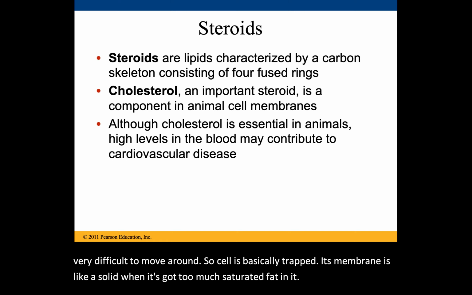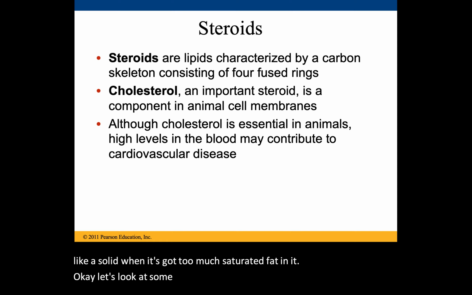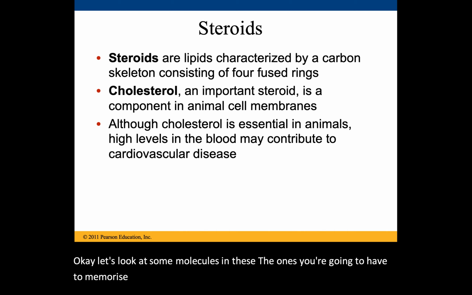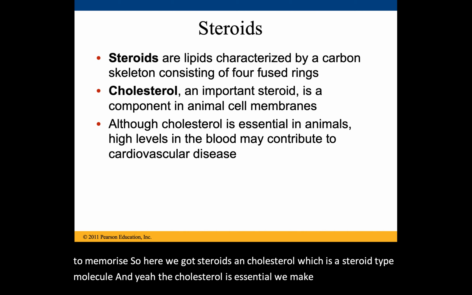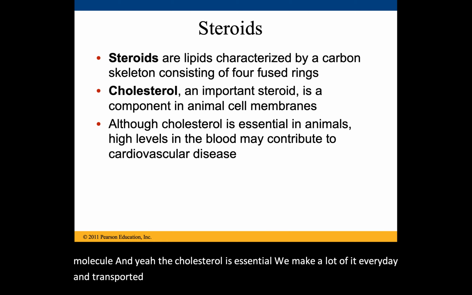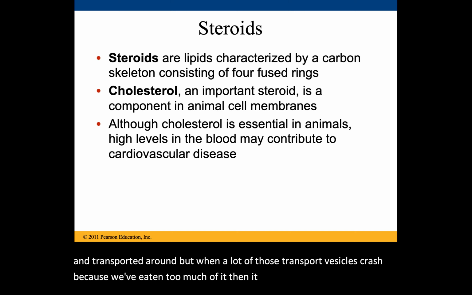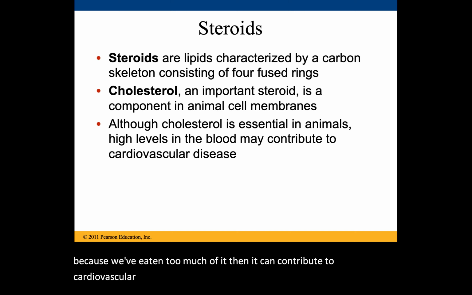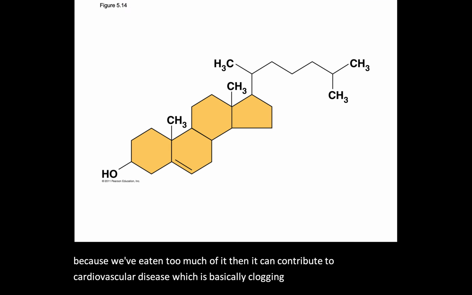Okay, now let's look at some molecules, and these are the ones you're going to have to memorize. So here we got steroids and cholesterol, which is a steroid type molecule. And cholesterol is essential. We make a lot of it every day and transport it around. But when a lot of those transport vesicles crash because we've eaten too much of it, then it can contribute to cardiovascular disease, which is basically clogging of the arteries.